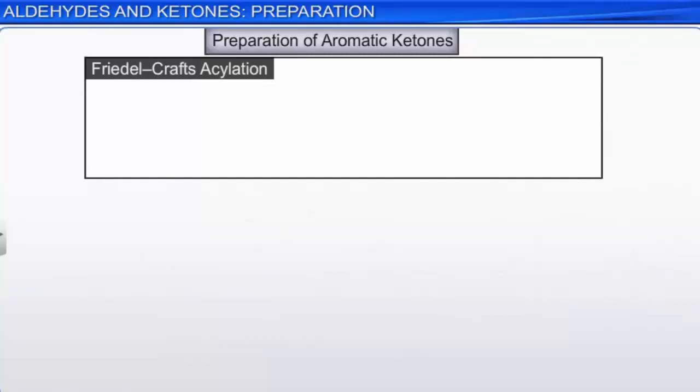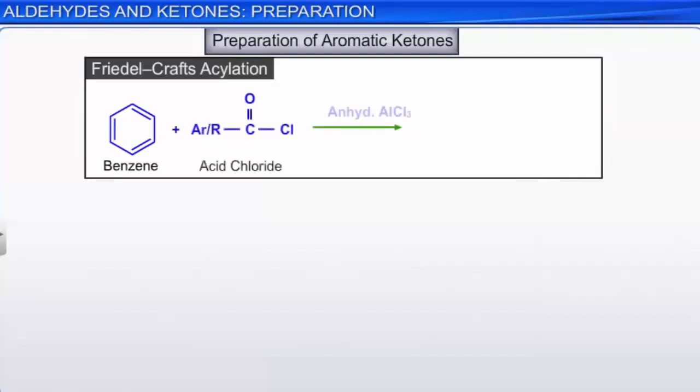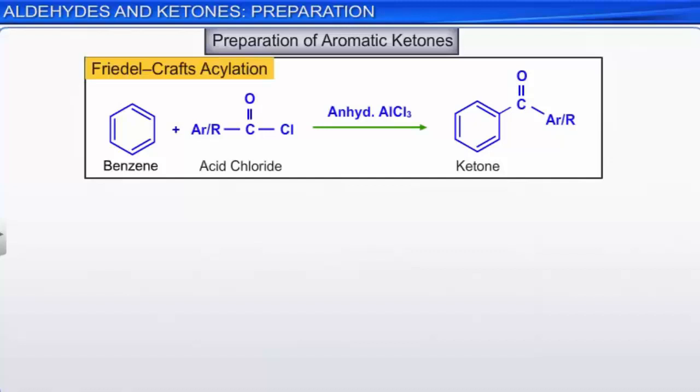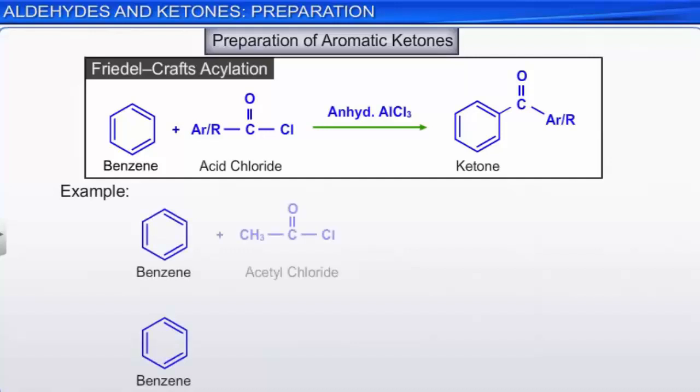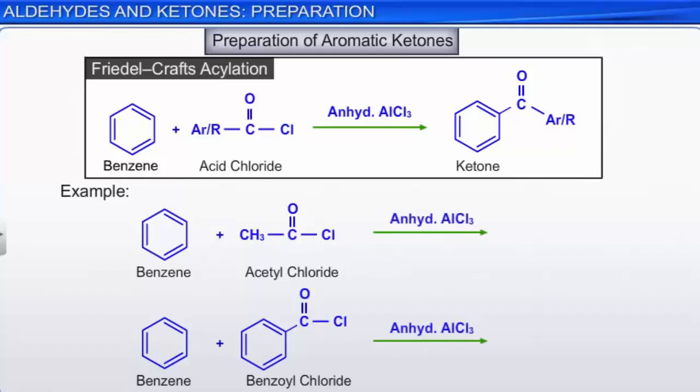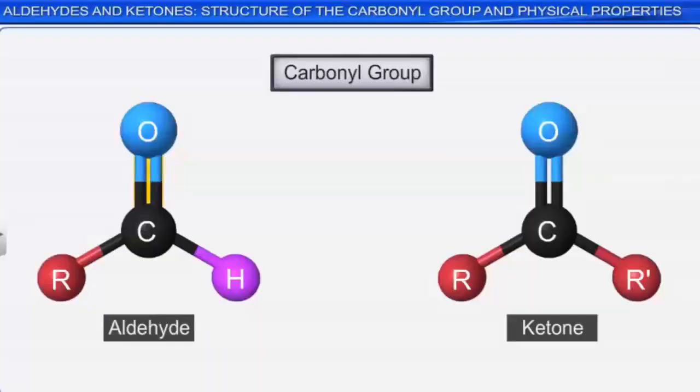Aromatic ketones are more conveniently prepared by the Friedel-Crafts acylation. Benzene reacts with acid chloride in the presence of anhydrous aluminium chloride to give the corresponding ketone. This reaction is known as the Friedel-Crafts acylation. For example, benzene reacts with acetyl chloride and benzoyl chloride in the presence of anhydrous aluminium chloride to give acetophenone and benzophenone respectively.